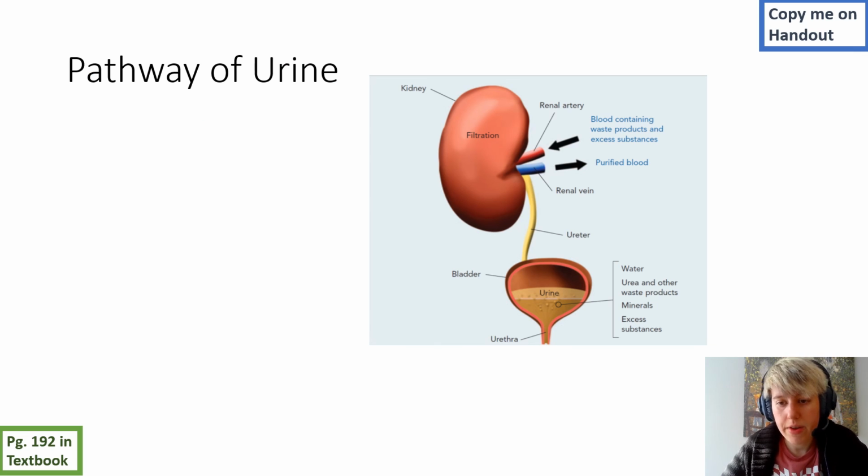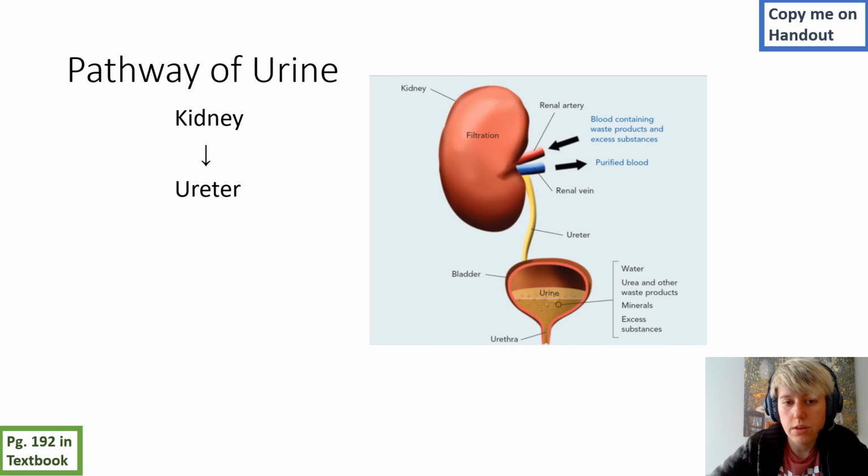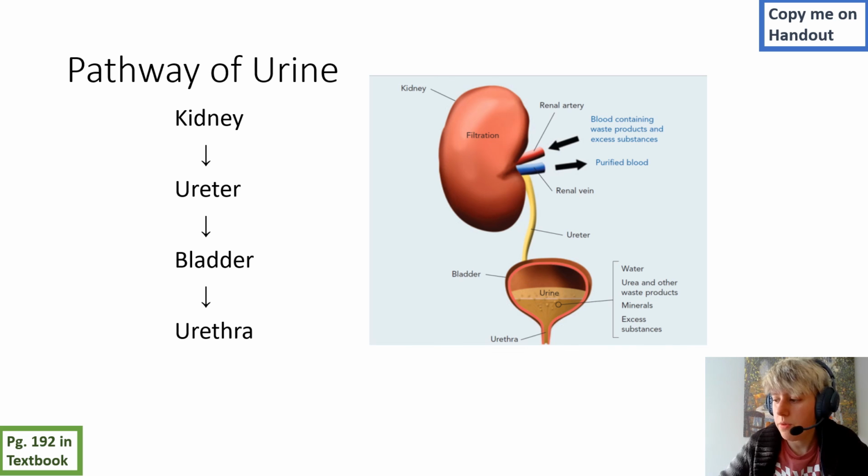Now, the pathway of urine is pretty straightforward. It starts at the kidneys, then it travels through the ureter. It accumulates in the bladder, and then when the bladder gets full, it leaves the body via the urethra. So that is basically excretion and the urinary system in a nutshell.